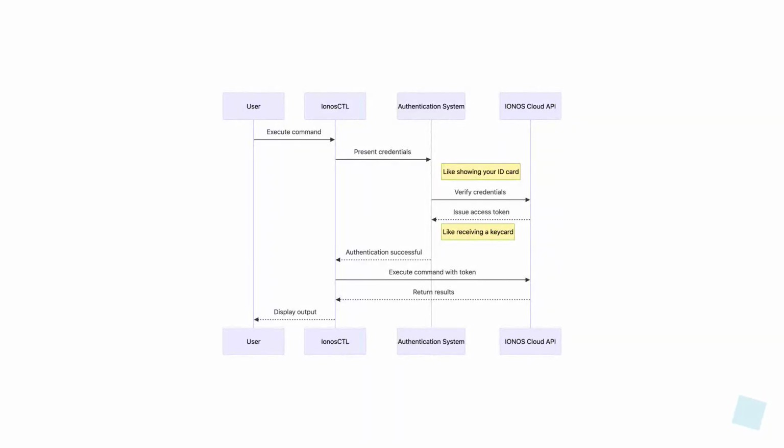That's a great question, Jordan. Think of Ionosctl authentication like entering a secure building. You present your credentials, that's your ID card, and once verified, you get what's essentially a key card that grants you access to specific areas. What I really appreciate about Ionosctl is it gives you two main authentication approaches, depending on your needs.